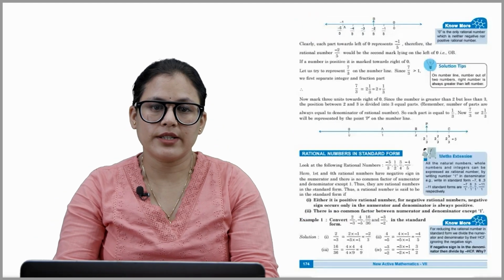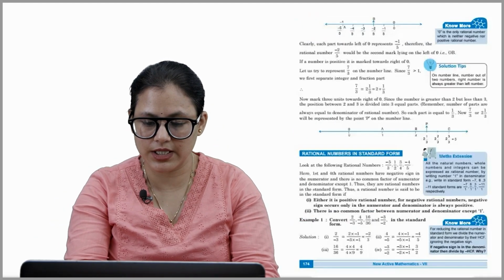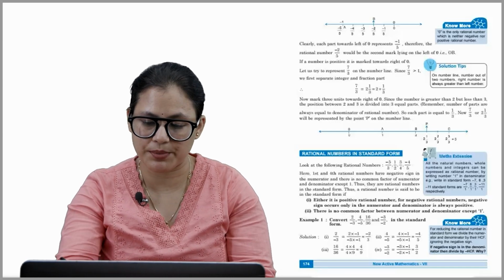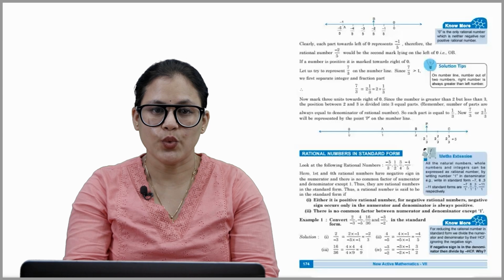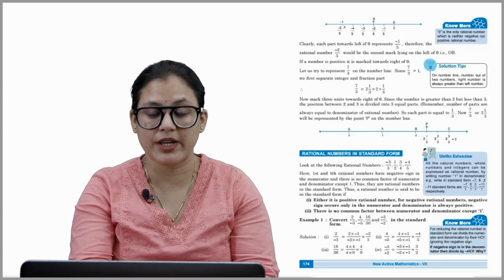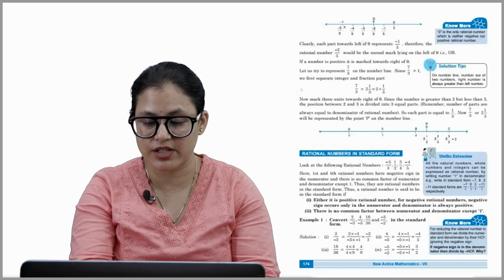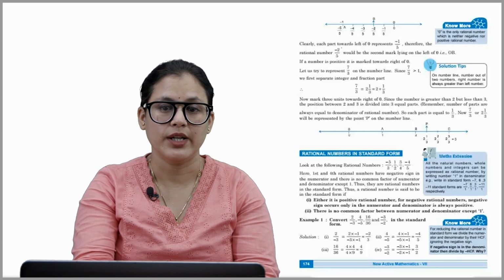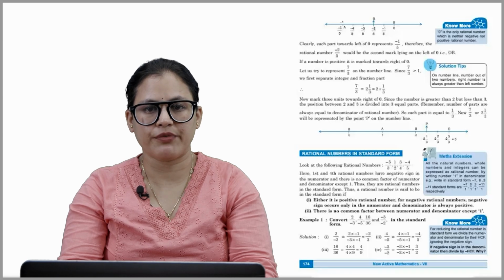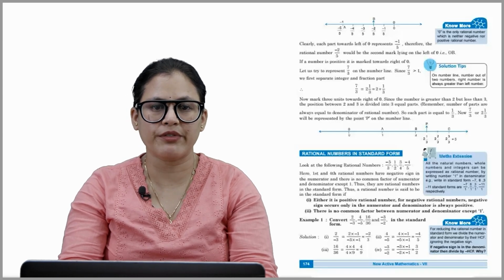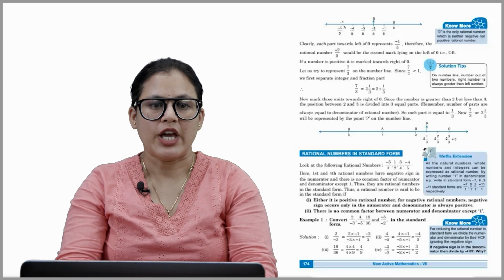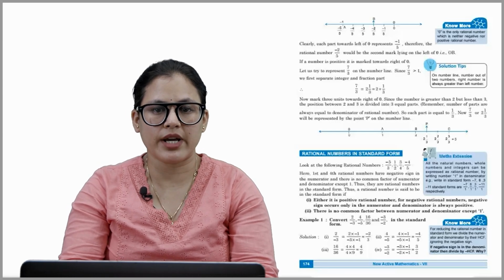So here we have divided the line between 0 and minus 1 into 5 equal parts, and we have to represent minus 2 by 5. So we will not start from here; we will start from here: minus 1 by 5, minus 2 by 5, minus 3 by 5, minus 4 by 5, and then minus 5 by 5. Clearly, each part towards the left of 0 represents minus 1 by 5. Therefore, the rational number minus 2 by 5 would be the second mark lying on the left of 0, that is OB. If a number is positive, it is marked towards the right of 0.